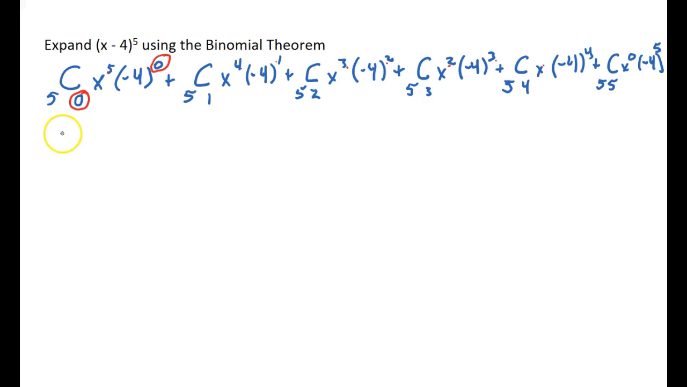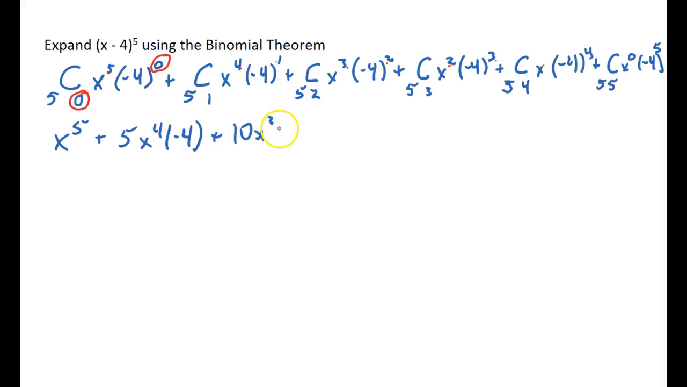All right, so if we work these out, and I went ahead and worked them out ahead of time, you're going to get 1 x to the 5th times negative 4 to the 0, which is 1. 5 choose 1 is 5. X to the 4th times negative 4 to the 1st. 5 choose 2 is 10.